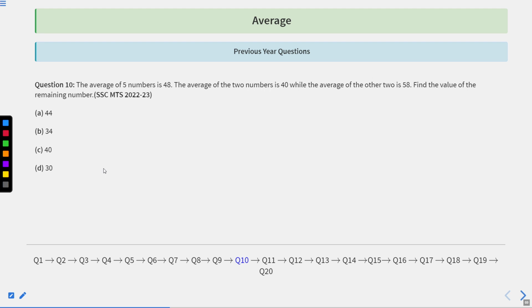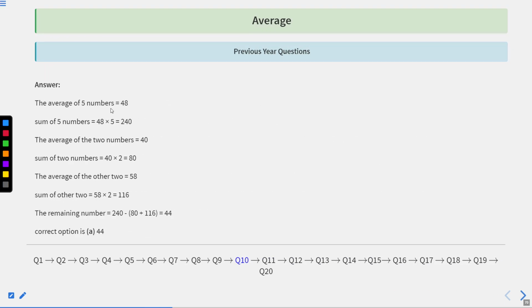Moving ahead to problem number 10. The average of 5 numbers is 48. So we have 5 numbers and their average is given to be 48. The average of the first 2 numbers is 40, while the average of other 2 is 58. Find the value of remaining numbers. So let us have a look over the solution.